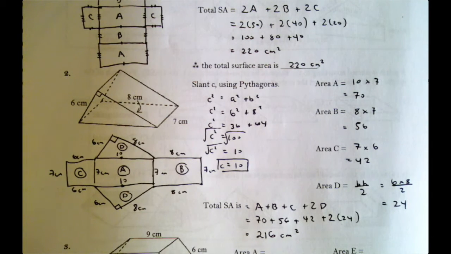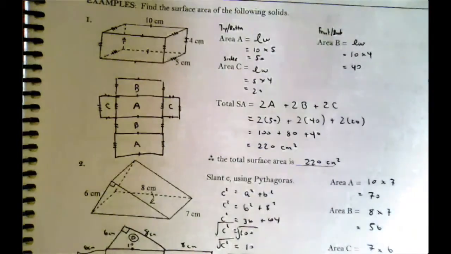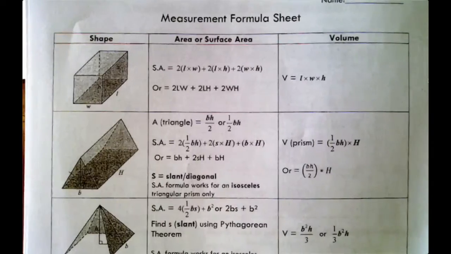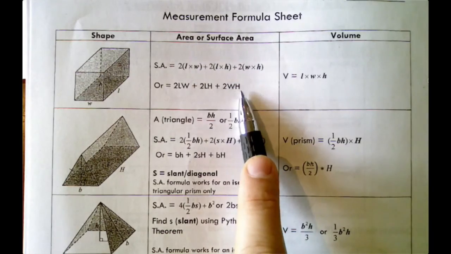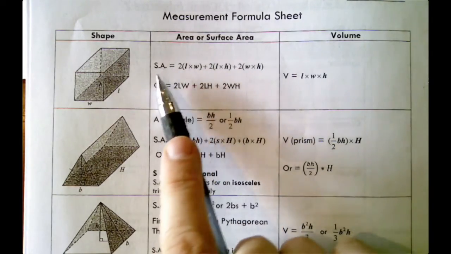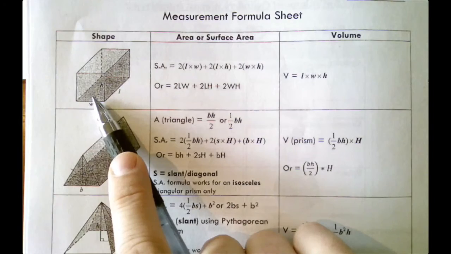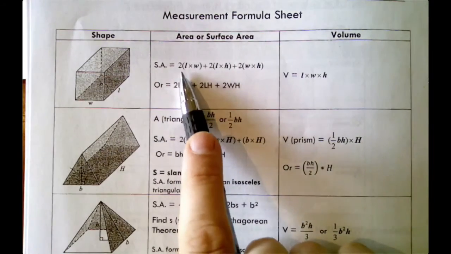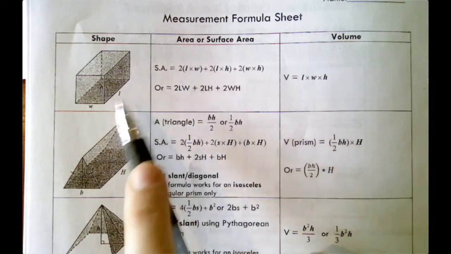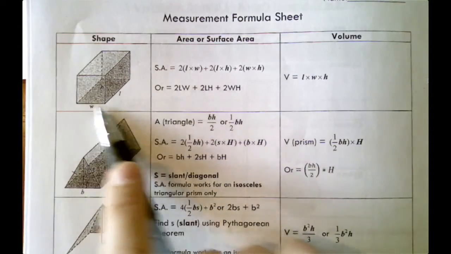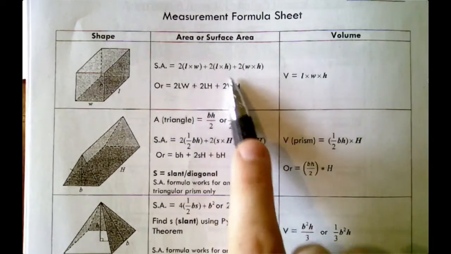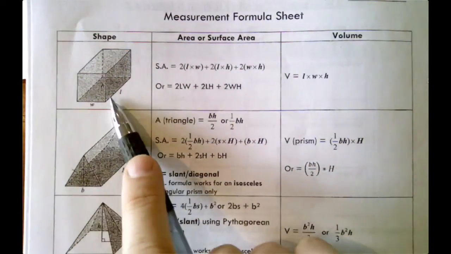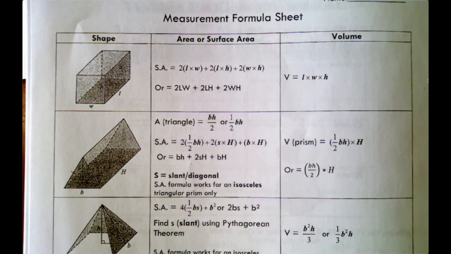Now, if you don't like breaking it down into nets, what you can do is you can go to your formula sheet, identify the shape that you have, and then just use the equation that's given in the question. Match up the letters. So if we wanted the surface area of our rectangular prism, instead of drawing the net, we can just do 2 times length times width. And length would be this edge, width would be this edge, plus 2 times length times height, length and height, 2 times width height, width and height, and just match up the sides to the measurements.